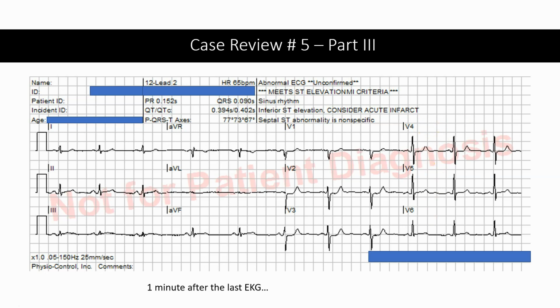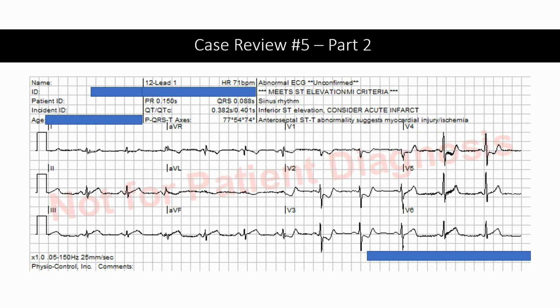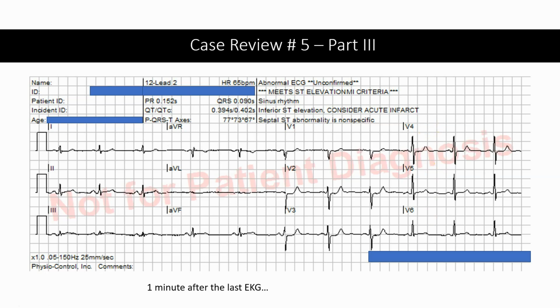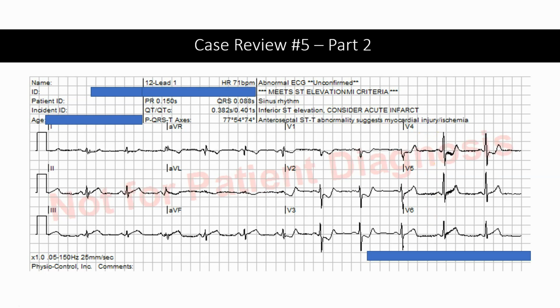Now, this was the same patient. This was the third EKG. This was after they treated the patient. So you can see the dynamic changes from one to the other. And this EKG was taken less than a minute from the initial.